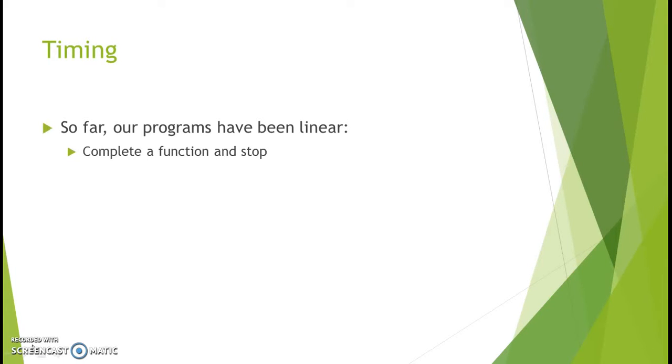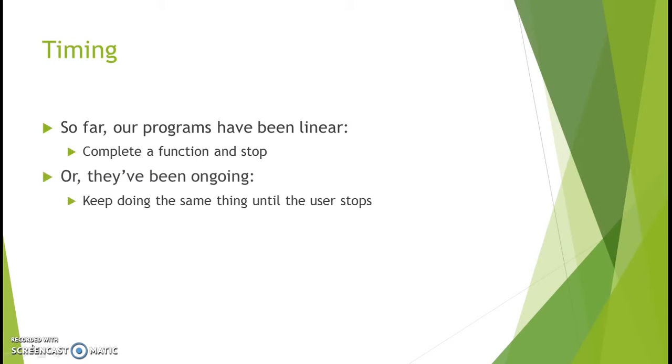So yesterday we talked about documentation, getting ready to make our summative project. Today I'd like to talk a little bit about timing and nonlinear workflows. Okay, so the programs we've written so far have been extremely linear. We've either completed a function and stopped, or we've created an ongoing program where we do the same thing over and over again until the user stops the function.